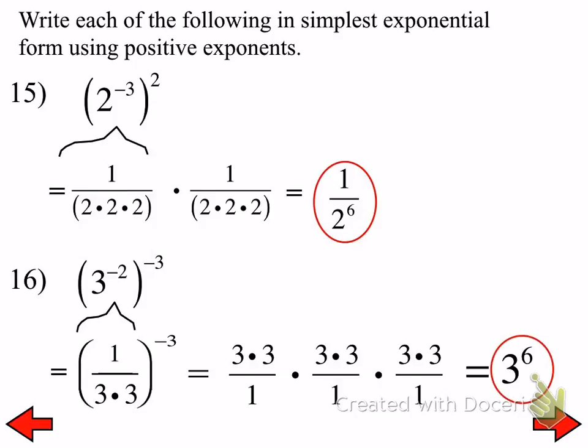Do you remember this from last year? Yes. Yes, good. Some of you may not. All right, let's take a look. You do 17 and 18, please. They're very much like the ones we just looked at.